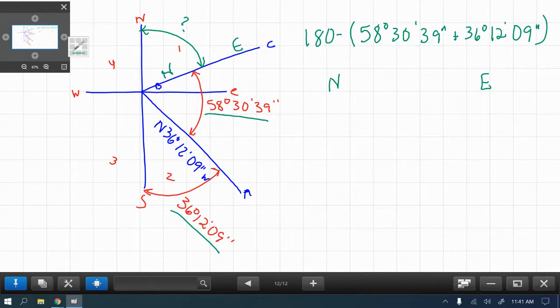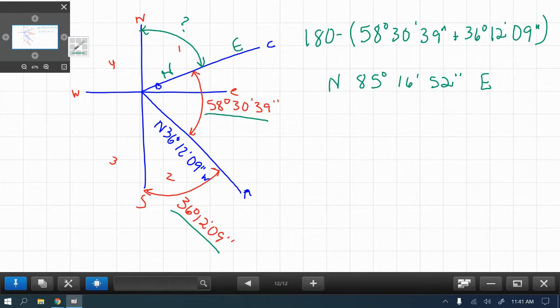And then that's B to C. So I had 85 degrees, 16 minutes, 52 seconds. So 180 minus those 2 angles together. And now this, that was the last one I needed.